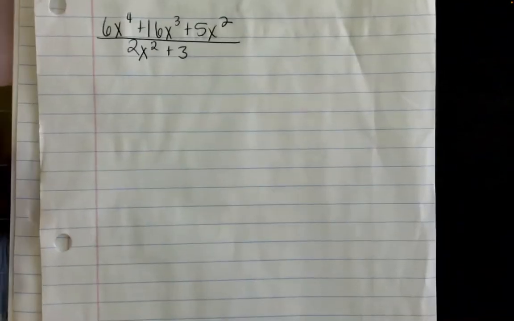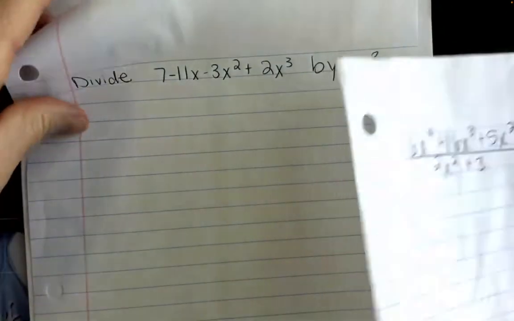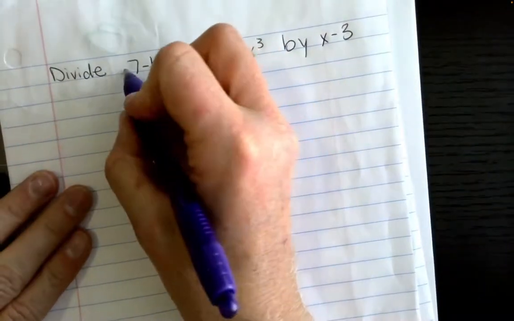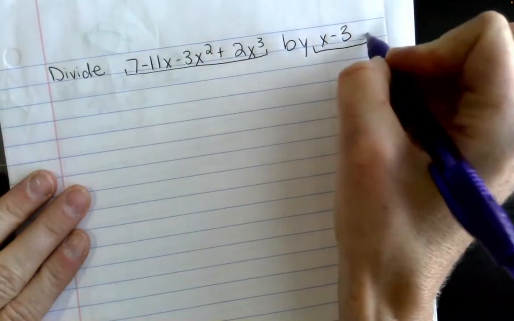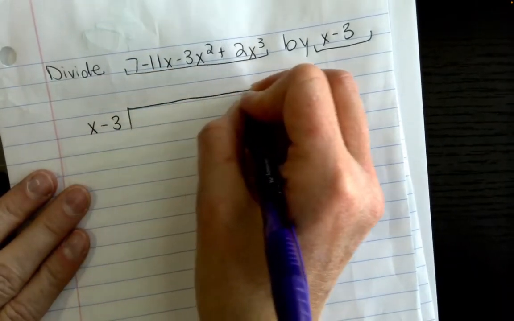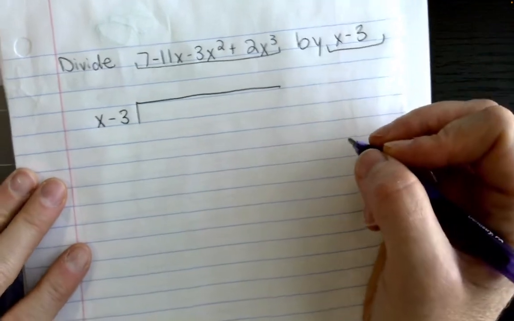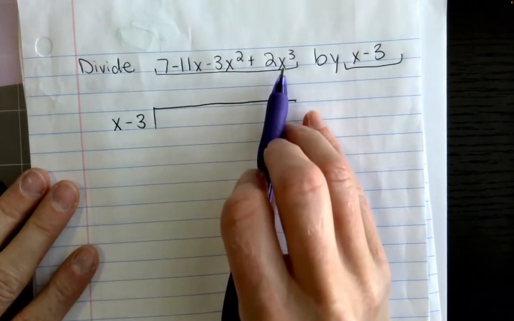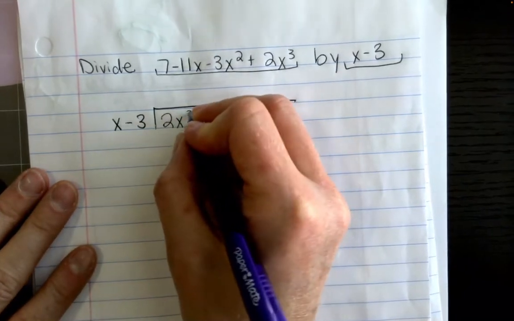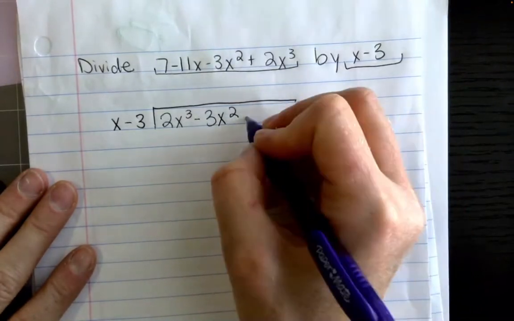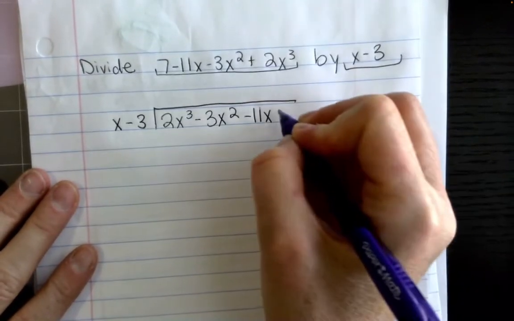So I have an example here. This one's our first one. The first thing we want to do is divide this by this. So this goes outside of the dividing symbol. We're going to list it in order from greatest to least, so this will go first. It's 2x cubed, then minus 3x squared, minus 11x plus 7.